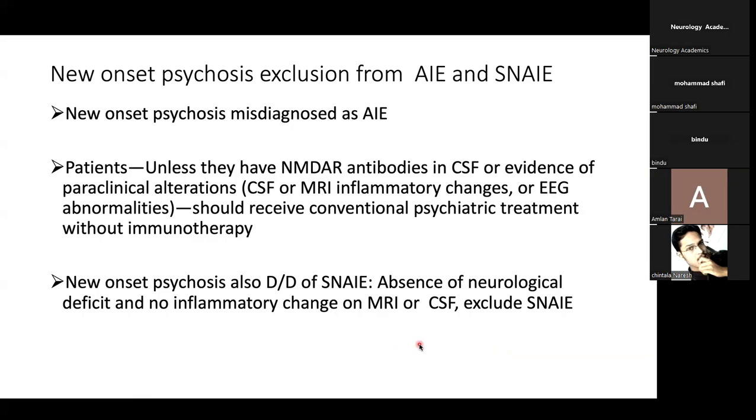Actually, madam, new onset psychosis may present as a case of autoimmune encephalitis. Yes, ma'am. Aggressive immunotherapy may not be initiated in the absence of any pathological signs of inflammation or other findings. That's what you mean. Yes, sir.